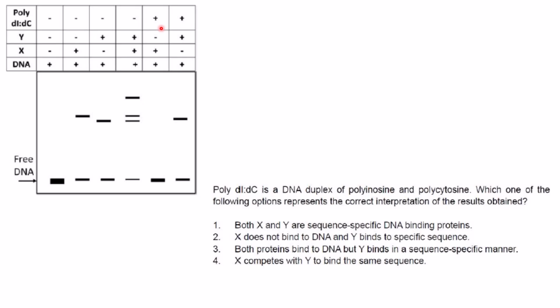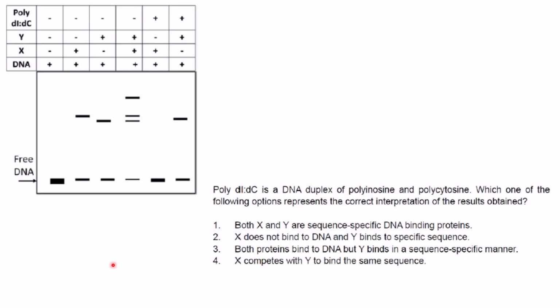Okay, now in the next lane you add Y, but without X, and poly-dI-dC is also added. But still Y was faithful and it got bound only to the labeled target DNA. It didn't bind to your bogus DNA, poly-dI-dC, that is your non-specific competitor. So Y binds in a sequence specific manner. Okay.